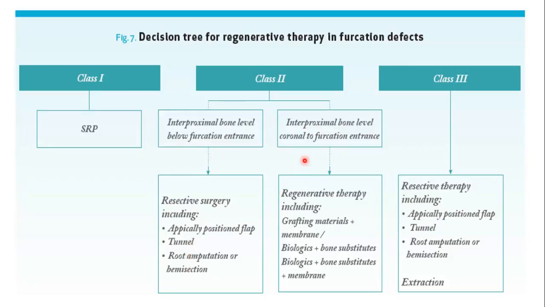In the defect where the bone level is coronal to the furcation entrance, I can go through regenerative therapy using grafting materials and membrane. In class 3, I have two kinds of techniques or treatment: resective therapy or extraction. All these criteria, I'm going to explain in the further slides.